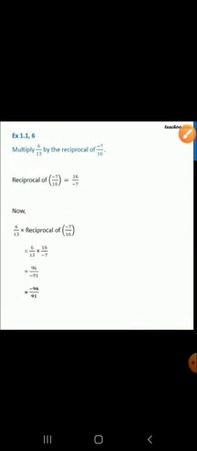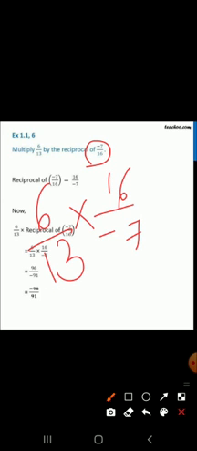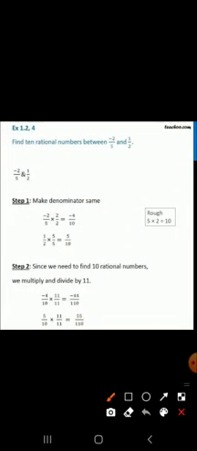Next one is exercise 1.1, sixth problem. Multiply 6 by 13 by the reciprocal of minus 7 by 16. What is the reciprocal of minus 7 by 16? It is 16 by minus 7, right? So multiply it with 6 by 13. So what is the answer you are going to get? Minus 96 by 91. If you place this minus in the numerator or denominator, its value doesn't change. Both will give you the same answer.